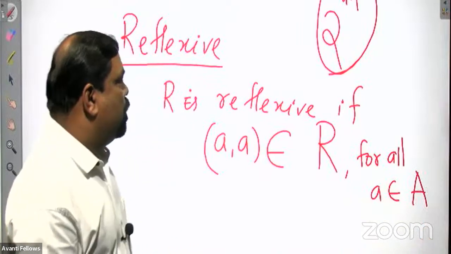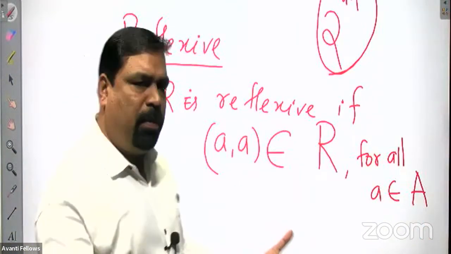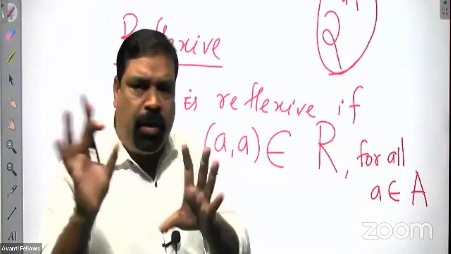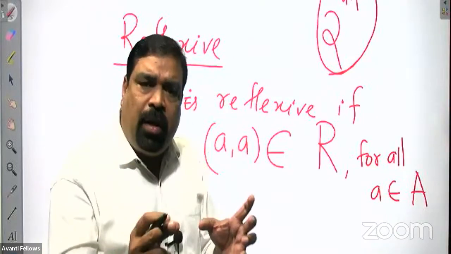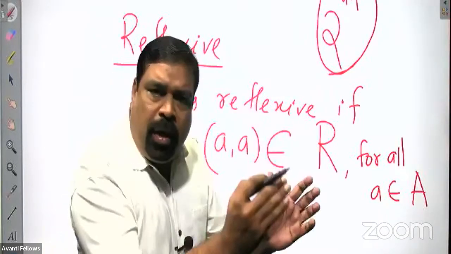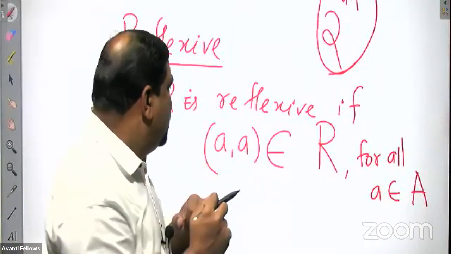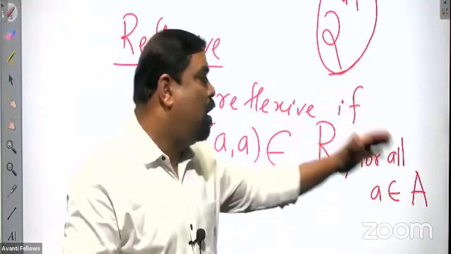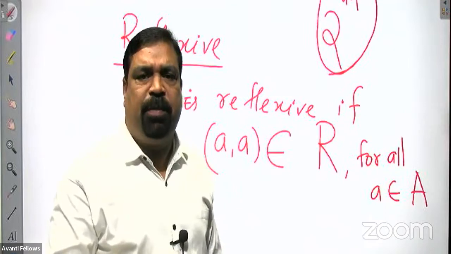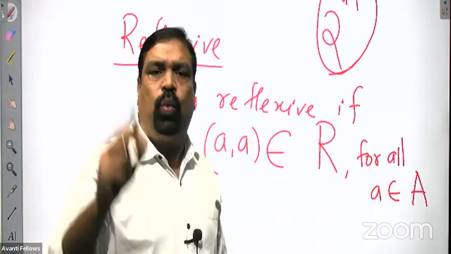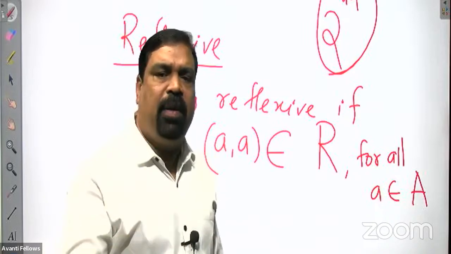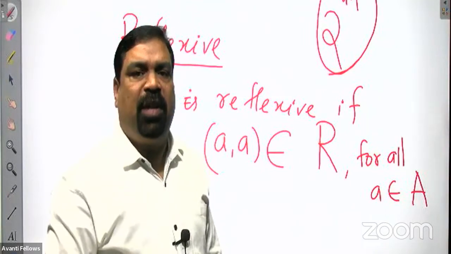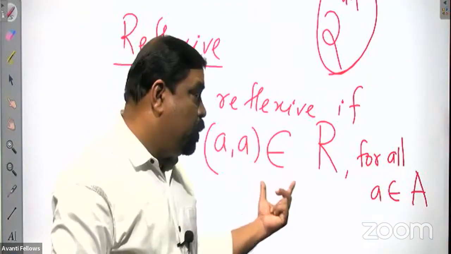Okay, a relation in a set means the relation is from A to A. We are taking only the relations from one set to the same set. So if R is a relation in a set A, then we say that the relation is reflexive if (a, a) belongs to R for all elements a belonging to the given set. Every element is related to itself. So that is meant by the reflexive relation.